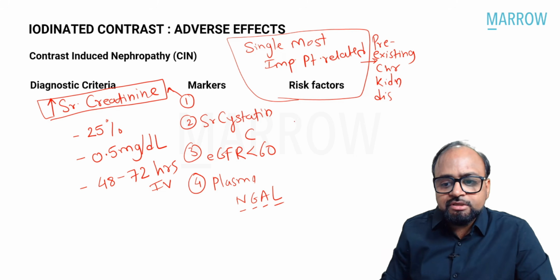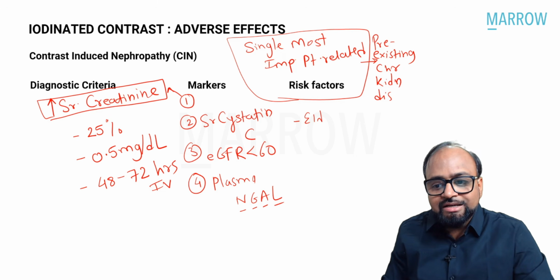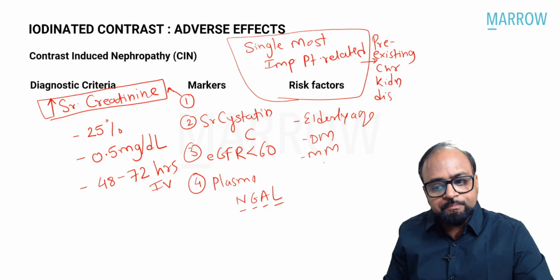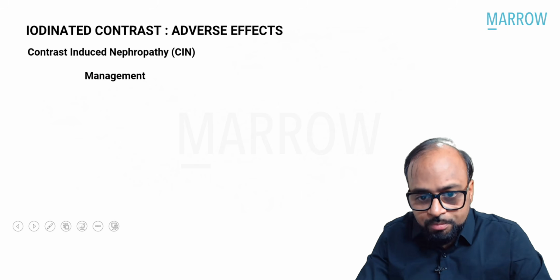So this is a very important principle. Other risk factors are the usual ones such as elderly age, diabetes mellitus, multiple myeloma, dehydration, and metabolic syndrome. These are important risk factors for the development of contrast induced nephropathy.